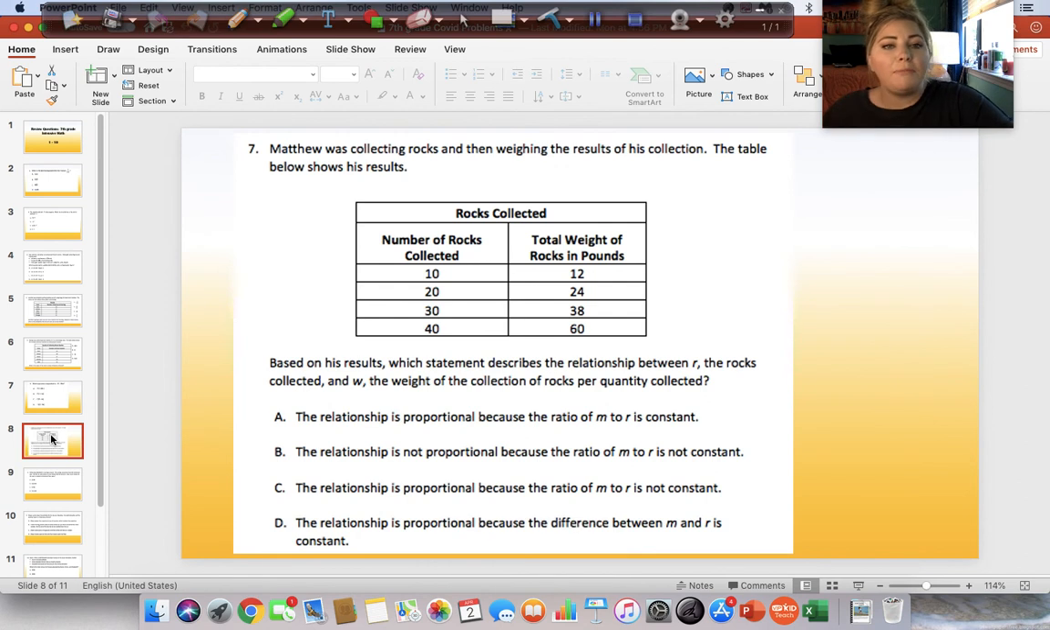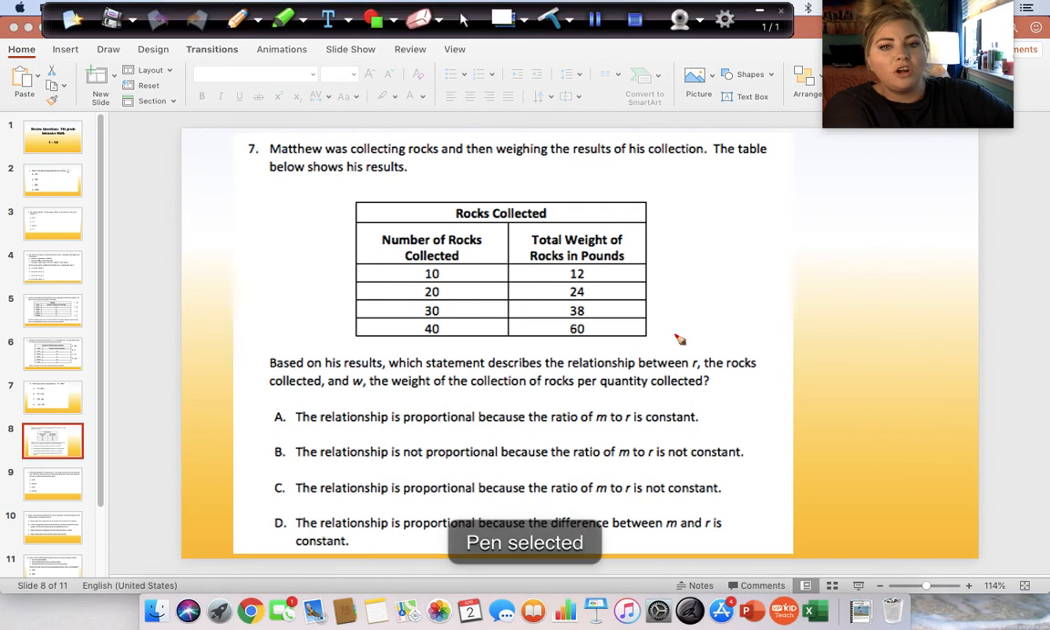Okay, number 7, Matthew was collecting rocks and then weighing the results of his collection. The table below shows his results. Based on his results, which statement describes the relationship between R, the rocks collected, and W, the weight of the collection of rocks per quantity collected? So what I would start doing here is I would start finding the change in your y.